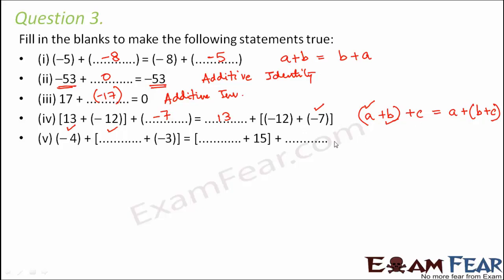Now, based on the same associative property, we can do the last one as well. -4 plus dash plus -3. So here B is missing, and it is equal to A plus B, which is given here. So this is our B, so this would be 15. And this is our A, so this would be -4. And this is our C, so this would be -3. So we have filled all of these by making use of the different properties of integers.